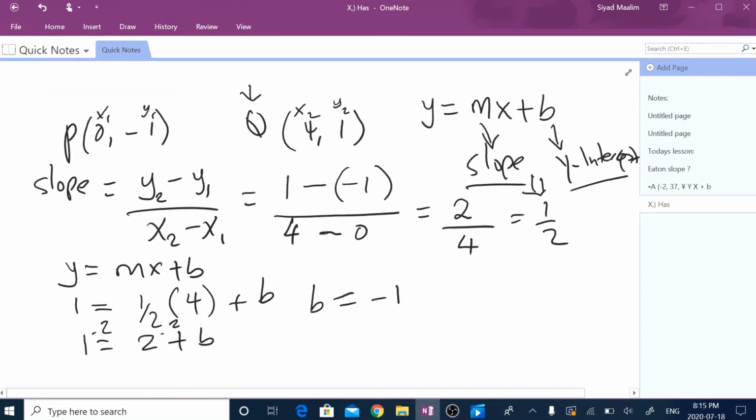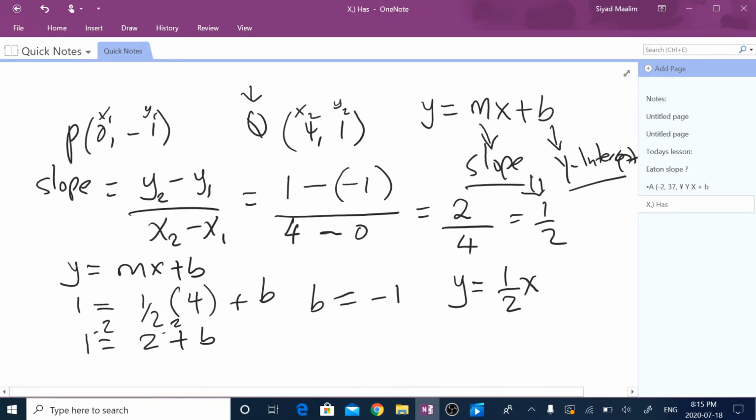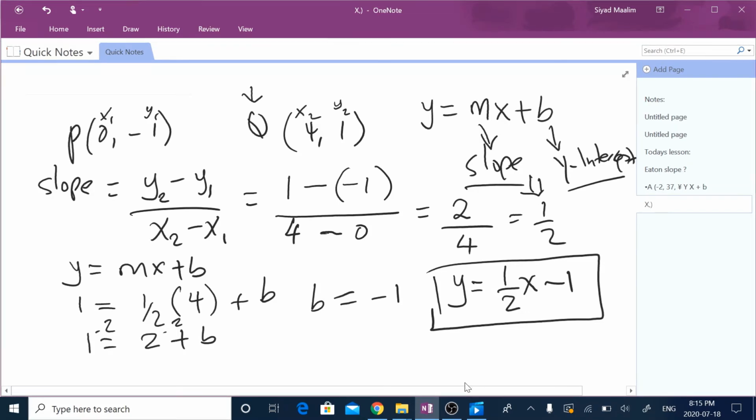Now that I have b and I have the slope, I can write my equation. y is equal to the slope, a half, times x plus, minus 1, so it becomes negative 1. Therefore, that is the equation of this line.